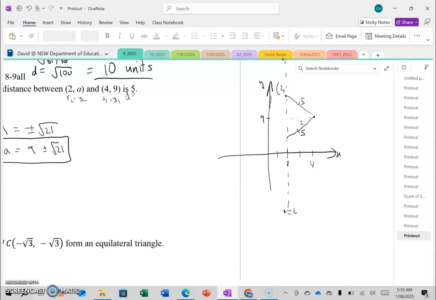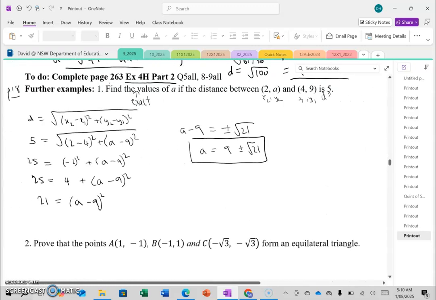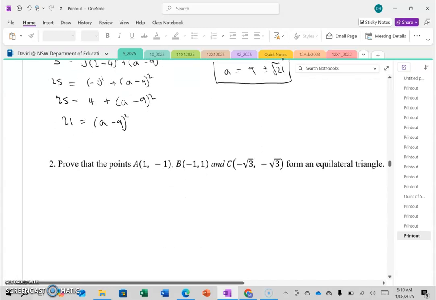So this point here would be (2, 9 plus root 21), and this point here would represent (2, 9 minus root 21). Okay, so hopefully I've convinced you why there's two answers and why that's okay visually. Alright, let's do one more question.